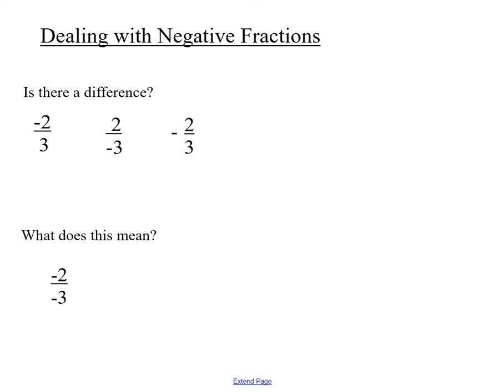And then at the bottom here, what does -2 over -3 mean? Remember, a negative divided by a negative means positive. So be very careful. So often people think this one might mean that both the top and the bottom are negative, but it just means the opposite of 2/3.